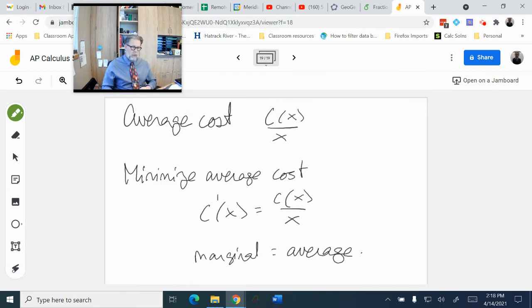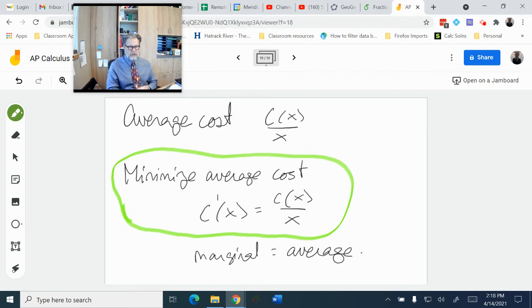What else do we know? Well, we can define average cost as the total cost, C of x, divided by x, the number of units you have produced. To minimize average cost, what are we going to do? Well, we showed in the video that you can minimize the average cost by making the marginal cost equal to the average cost and then solving for the number of units of production necessary to make that happen. I believe that is everything in this section. It is not a long section, but it is an important section.